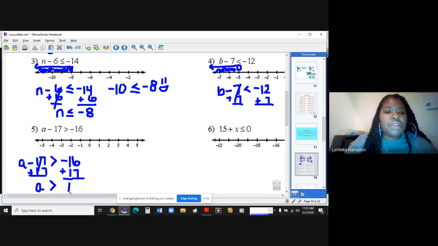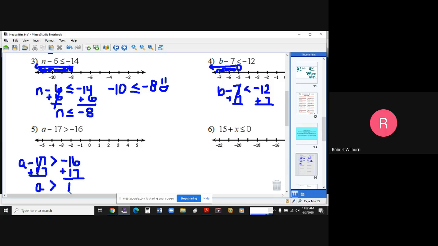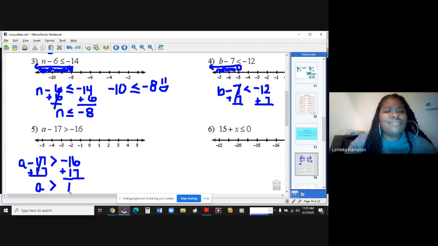Do I have an open circle or a closed circle? Closed. Closed? Open. Well, yeah, just by trial and error and process of elimination. It has to be one or the other. So yes, we have an open circle.